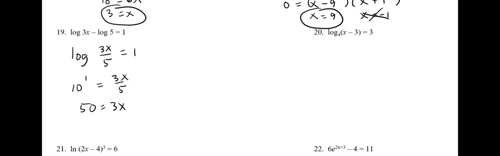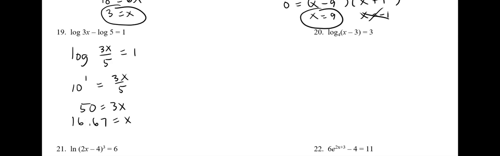All right, number 19, same type of deal. 2 logs on the same side go together, since they're being subtracted, I'm going to put them together using division. Log equations need to become exponential equations. The base of the log is 10. The exponent's going to be 1. And I solve for x. I just multiply by 5 on both sides and divide by 3 on both sides. And 50 divided by 3, I believe, is 16.67. But I'm going to check that out.